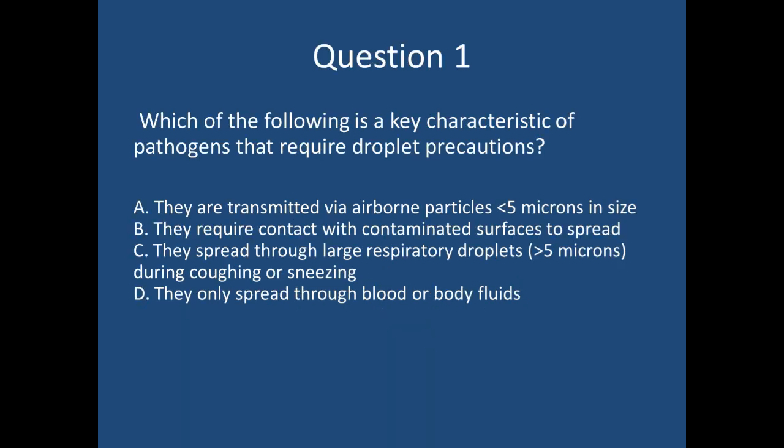Question number 1. Which of the following is a key characteristic of pathogens that require droplet precautions? A. They are transmitted via airborne particles less than 5 microns in size. B. They require contact with contaminated surfaces to spread. C. They spread through large respiratory droplets more than 5 microns during coughing or sneezing. And D. They only spread through blood or body fluids. We are going to wait for a few seconds for the correct answer.